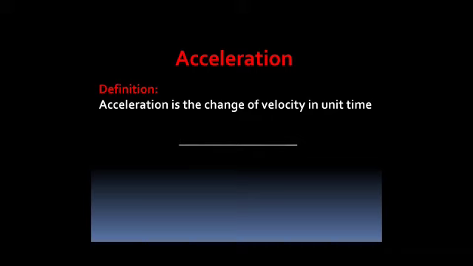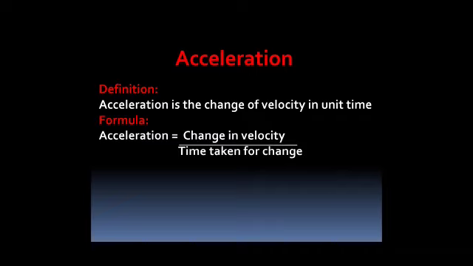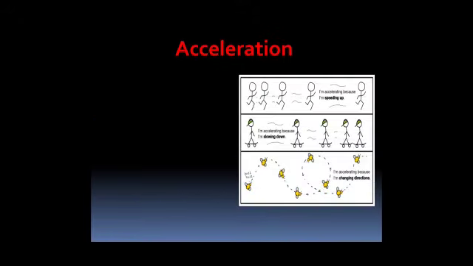So, acceleration is defined as the change of velocity in unit time. And the formula is acceleration is equal to change in velocity upon time taken for change. And it is measured in meter per second square. So in a nutshell, when do you say that a body has acceleration? We can say a body has acceleration when it is speeding up, when it is slowing down, or when it is changing its direction.